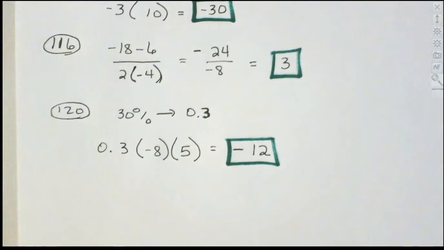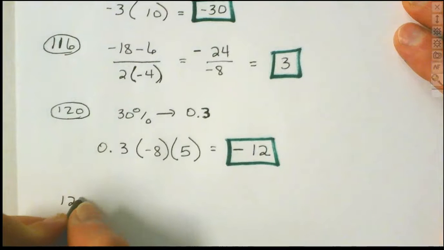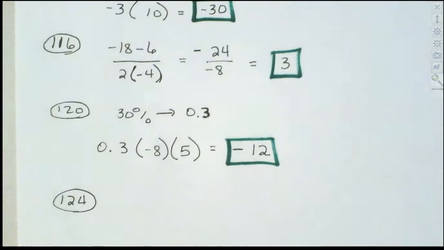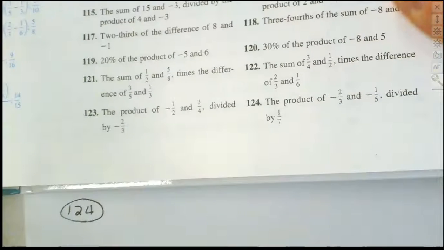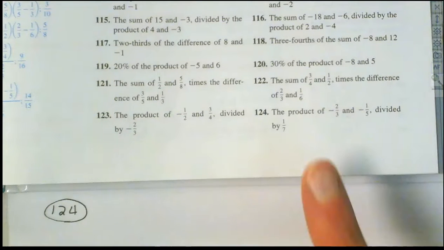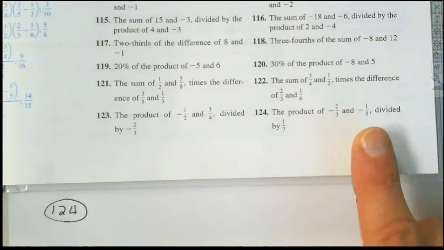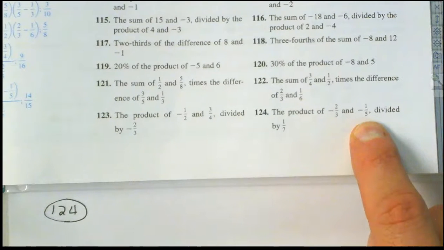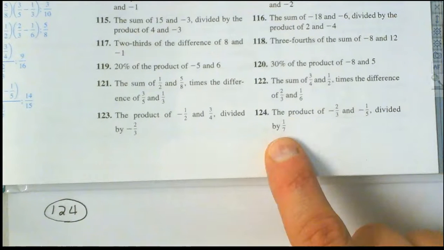And one more. Let's look at 124. And this should get us to be able to finish up 1-5 in the homework. So 124. We're talking about products and also division in these fractions. So the product of -2/3 and -1/5 divided by 1/7.